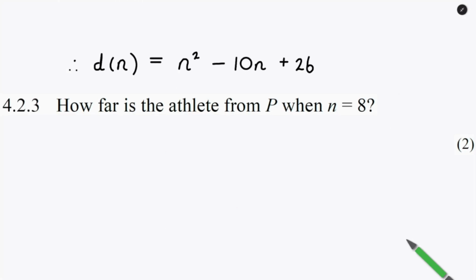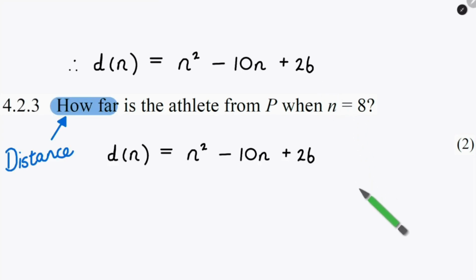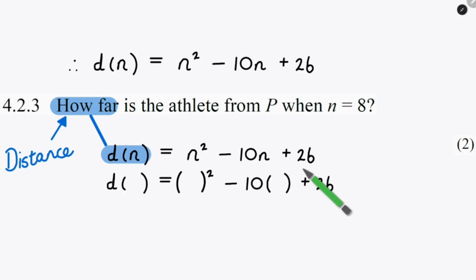Next, we are asked how far is the athlete from P when n has a value of 8. So using our general formula from the previous question, they're asking us how far. So they're asking for the distance. So they're asking for dn. So what I do is I keep the structure of this exactly the same, and I'm going to change all these n's to the specified value of n equals 8.